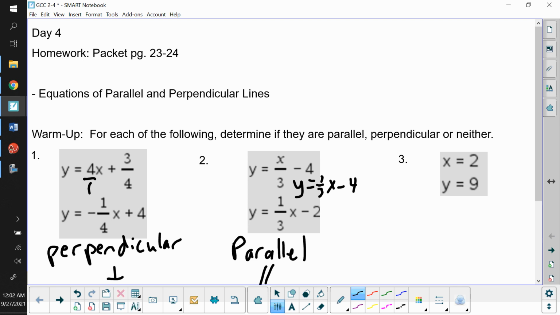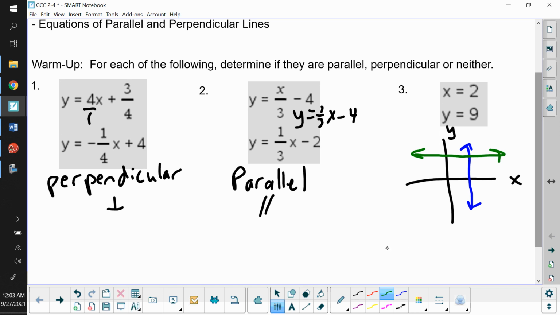And our last one, this is an xy axis. X equals 2 should have points like (2, 1), (2, 2), (2, 3), (2, 4). So x equals 2 is going to be a vertical line, and y equals 9 is going to be a horizontal line. A horizontal and a vertical line are always perpendicular because they will form a right angle together.